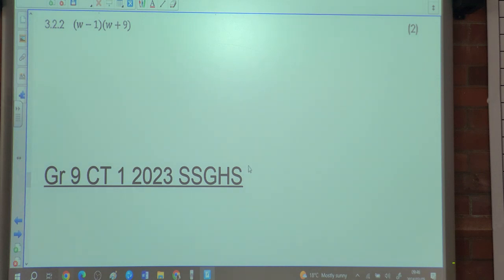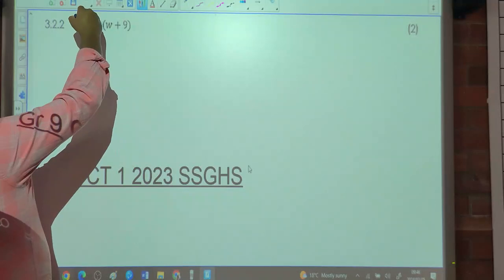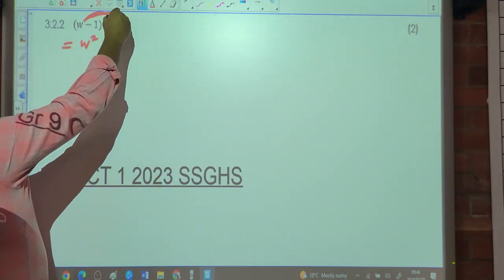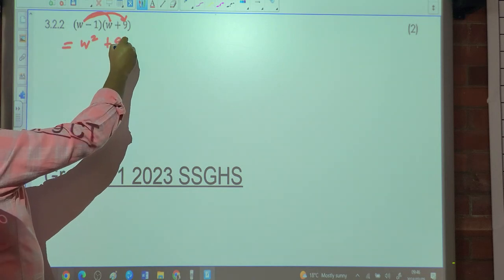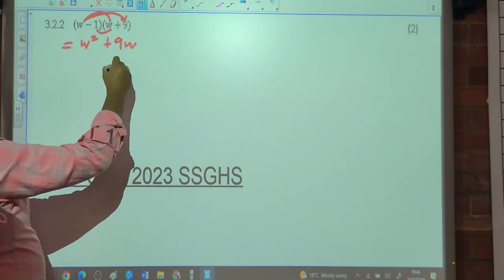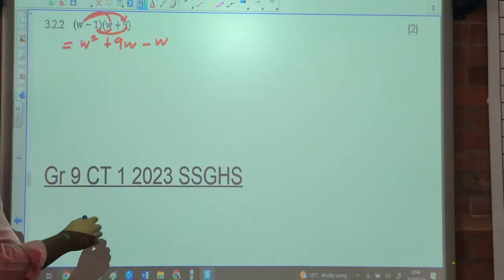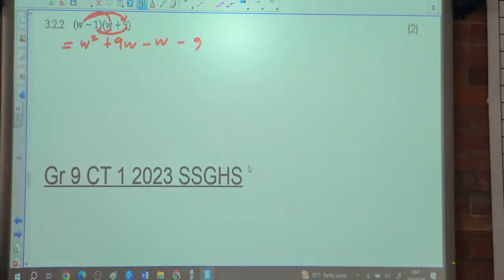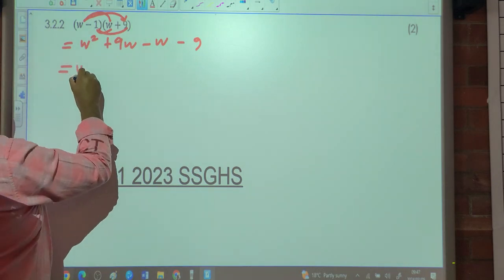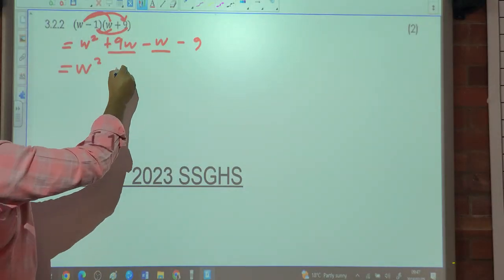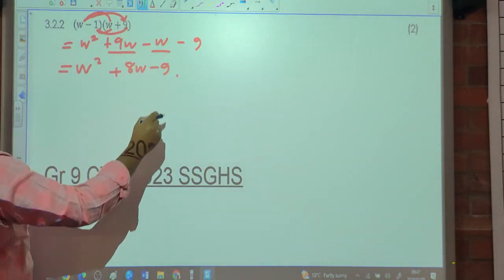3.2.2. We've got w minus 1 multiplied by w plus 9. So again, distributive law. w times w, w squared. w times 9, 9w. Negative 1 times w, negative w. And negative 1 times 9, negative 9. So what do I do now? Like terms. It will be w squared, 9w minus 1w, 8w, minus 9.